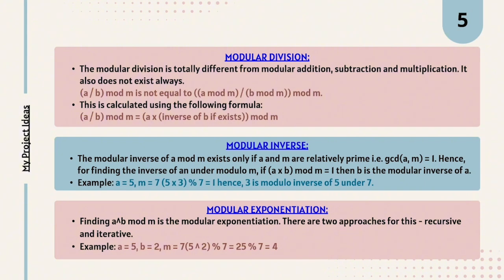This is a thing which you should remember. It's a formula. Suppose, again, let's repeat it. If A into B mod M is equal to 1, then B is the modular inverse of A. Simple. For example, if A is equal to 5, M is equal to 7, if 5 into 3 mod 7 is equal to 1, that is 15 mod 7, where you get the remainder as 1. So 3 is the modular inverse of 5 under 7.